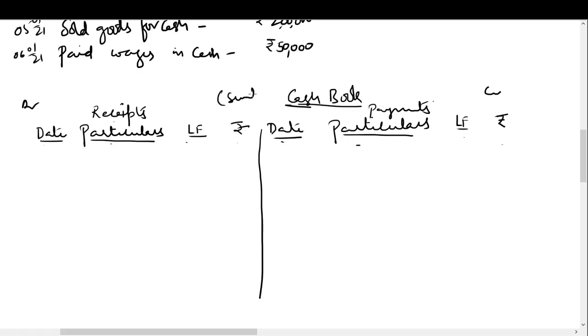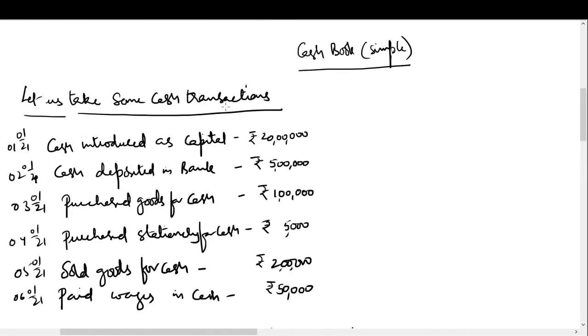I'll call it a simple cash book because there are no bank columns or discount columns in this book. It only has one column, that is the cash column. The left side is the receipt side, receipts of cash, and the right side is the payments side of the cash book. So we'll learn how to record cash transactions in this cash book.